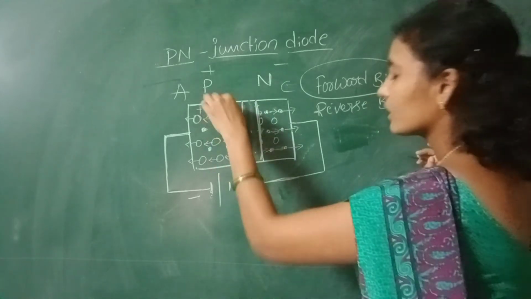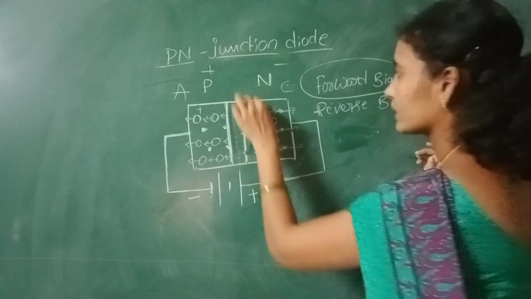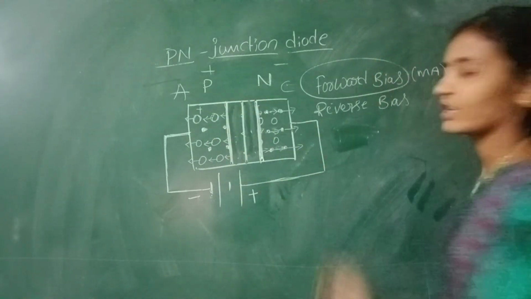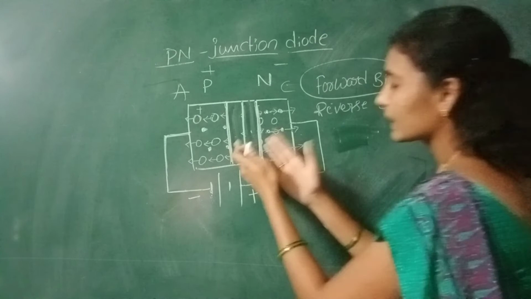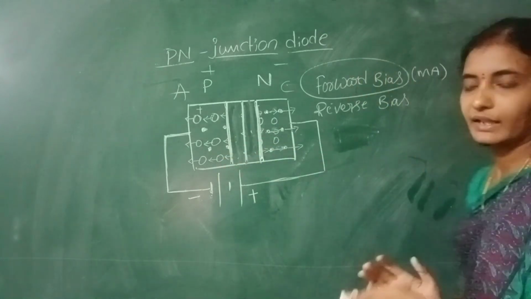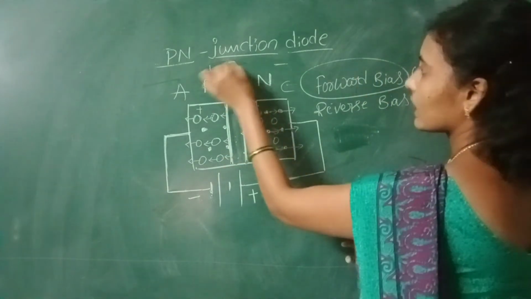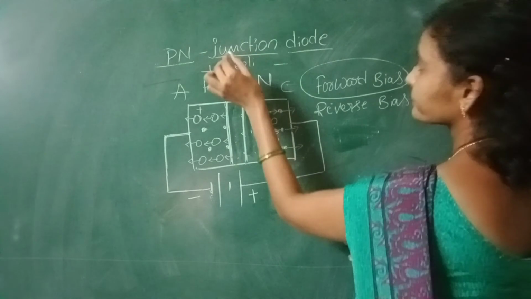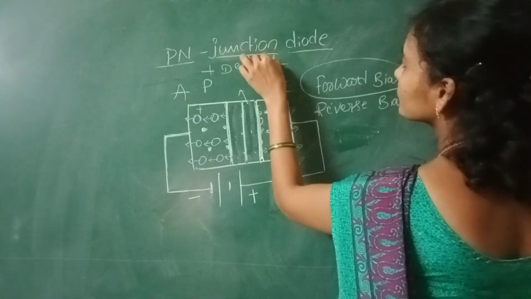These are the boundaries of the depletion layer. The empty place is called the depletion layer.